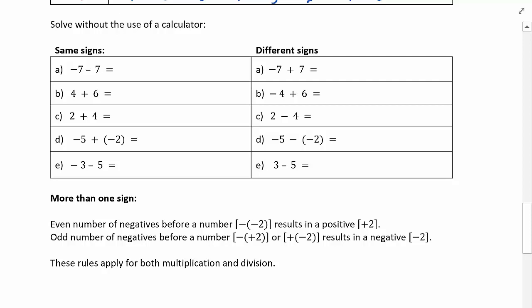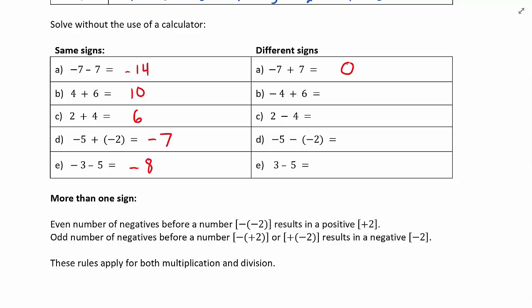Hopefully you've tried them all. Let's take them all up. If you like, you could have used that number line. Ideally, you can do this in your head. -7 and -7 is -14. 4 and 6 is 10. 2 and 4 is 6. We have -5 and -2. So we have -5, and we're adding to it another negative number, so this is going to be -7. We have -3 minus 5 gives us -8. We have -7 plus a positive 7 here. This is going to give us 0 as our answer.